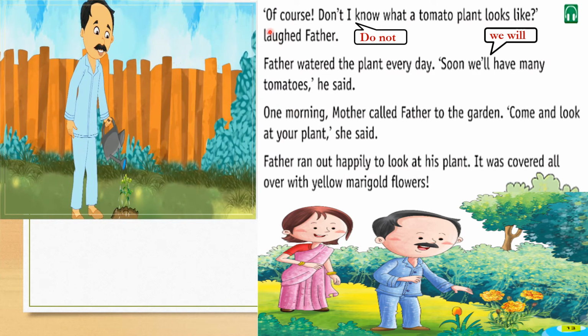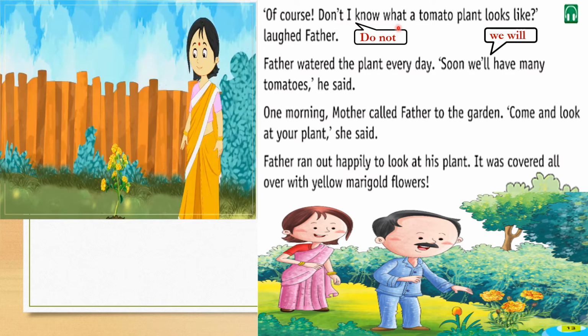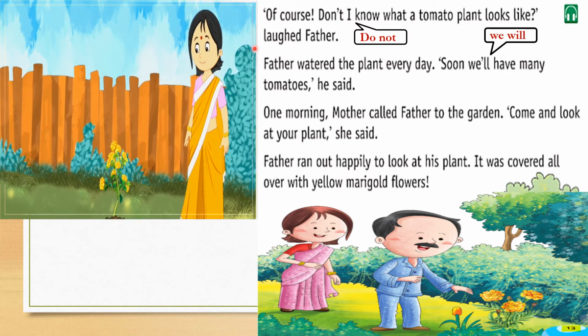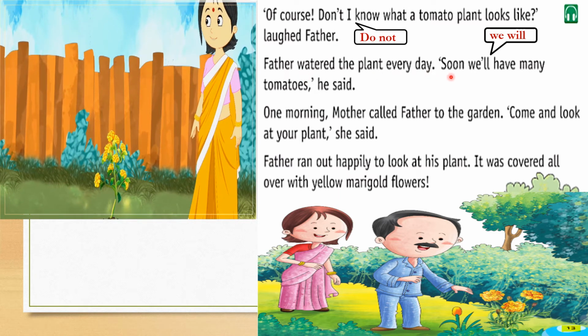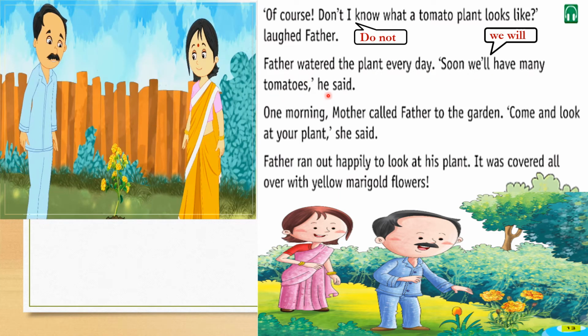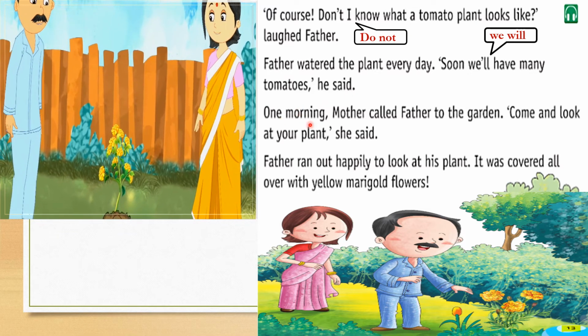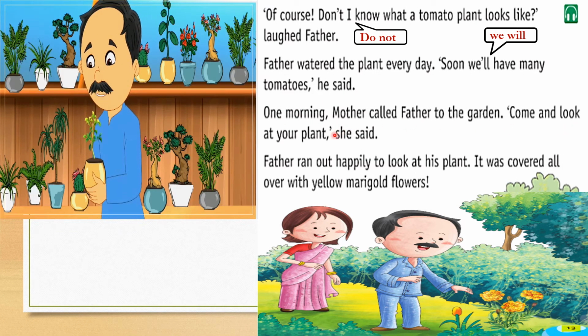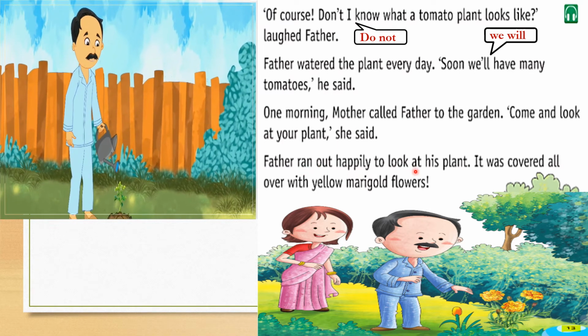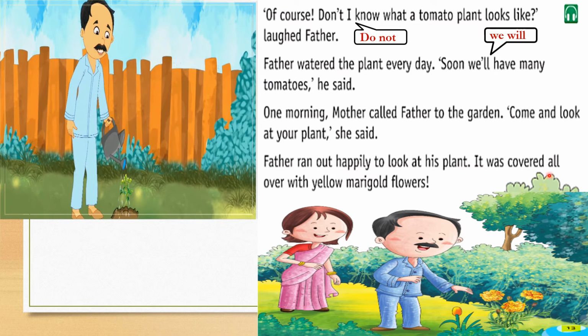"Of course, don't I know what a tomato plant looks like?" laughed Father. Father watered the plant every day. "Soon we will have many tomatoes," he said. Then one morning, Mother called Father to the garden. "Come and look at your plant," she said. Father ran out happily to look at his plant. It was covered all over with yellow marigold flowers.